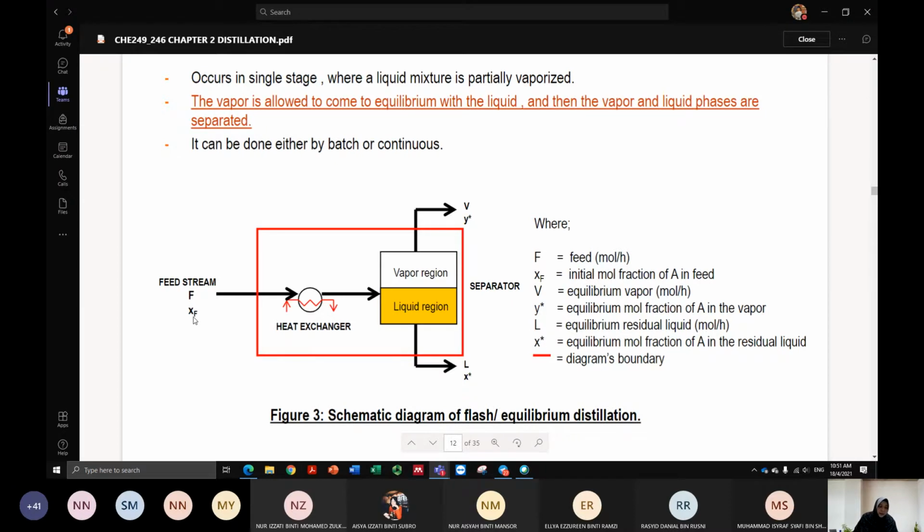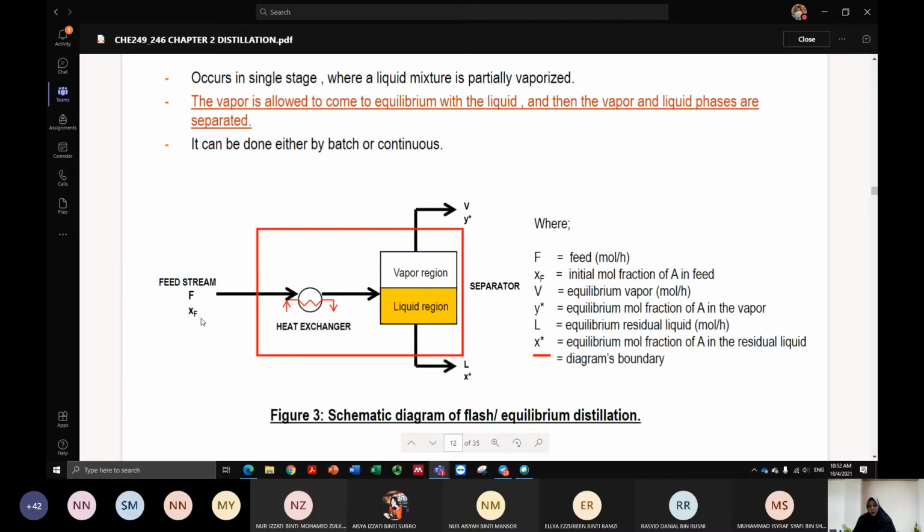So the symbol XF here represents the more volatile component. The more volatile component is the light component, and that light component is easy to vaporize. So you're always going to represent component A as the lighter component, which is easy to vaporize. Seen another way, the light component, which is easy to vaporize, will have a lower boiling point compared to the heavy component.